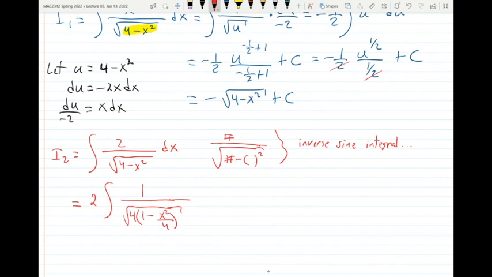Now, I'm going to split the square root. Remember, the square root of a product is a product of square roots. So that means this 4 comes out as a 2. And right now, you already know what we want, right? We need here something squared. What should I put inside the parentheses? X over 2. Good.